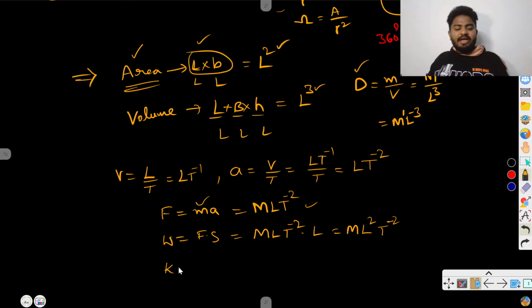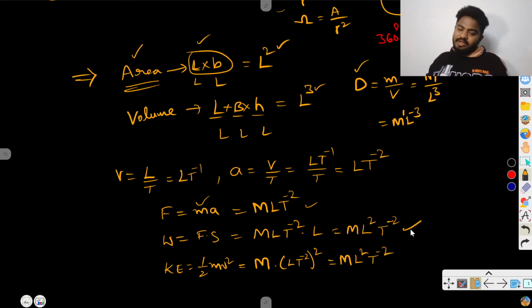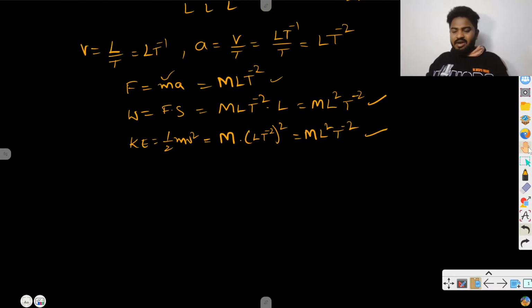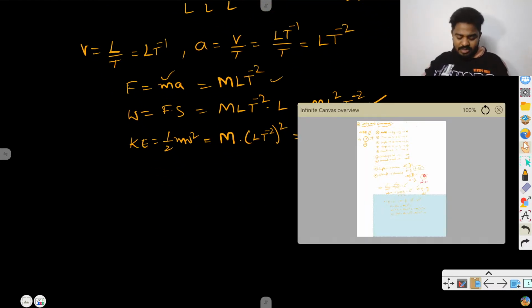For example, if you take kinetic energy, half mv^2: m is mass, and v^2 is (LT^-1) whole squared. So ML^2T^-2. Here, if you observe carefully, the work dimensional formula and the energy dimensional formula are both the same. Like this, if you want any physical quantity, you can derive those equations.